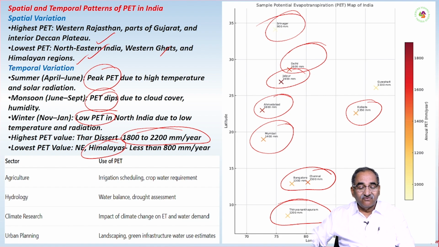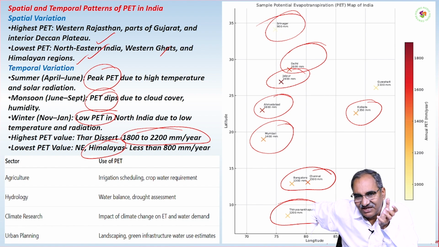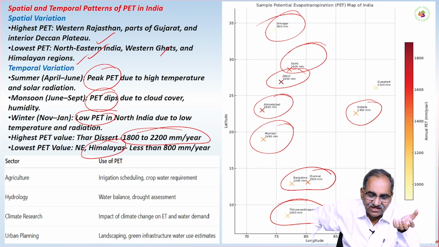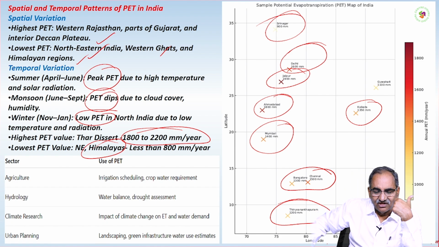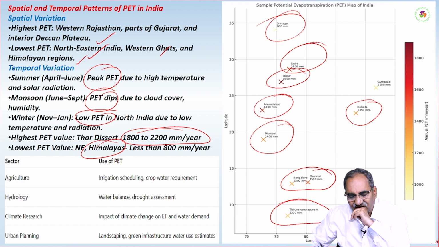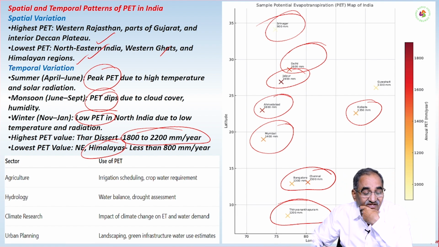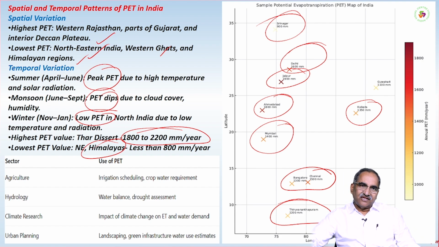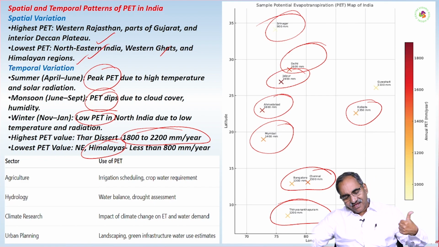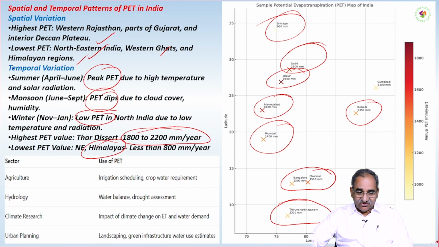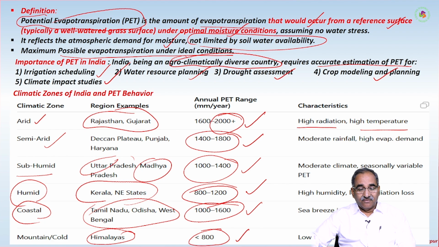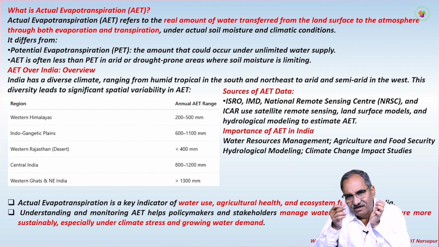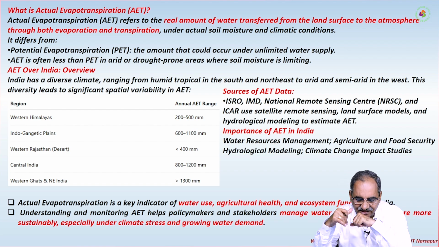The PET value varies spatially and also temporally. Spatially means, for example, the highest value is in western Rajasthan, parts of Gujarat. Lowest is in northeastern India and the Western Ghats. Whereas the temporal variation is that in summer months, the PET value is very high. If you take the monsoon period, a little bit lesser, and if you go to winter, still lesser. So this is what potential evapotranspiration is and how it is observed across the country. That is what we have given.